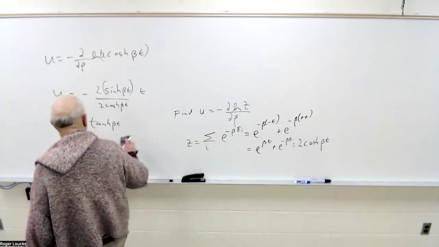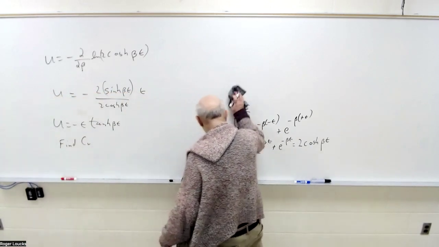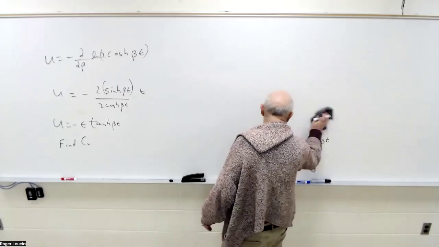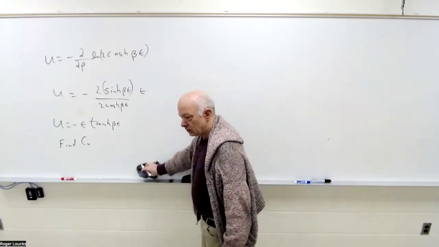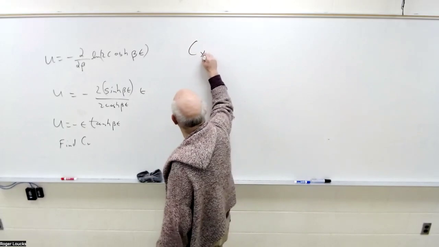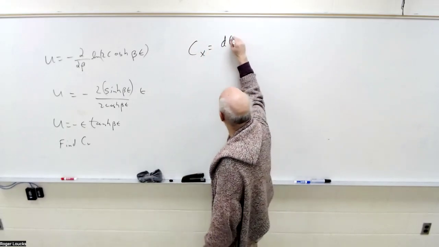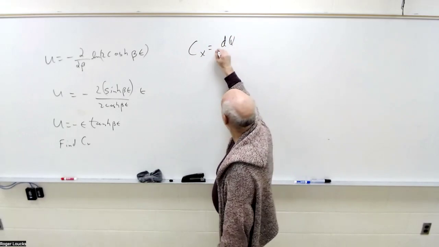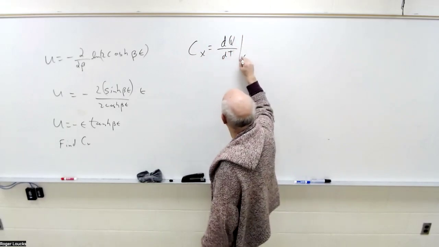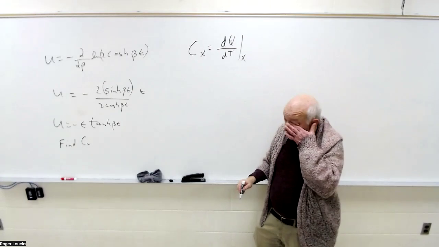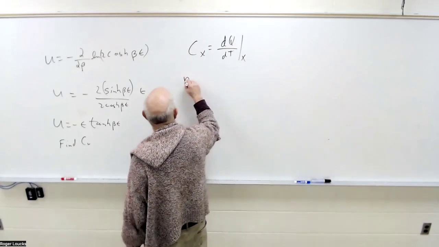C_V. So let's do a little review of this. So any heat capacity is defined to be what? Any heat capacity at constant x is the change in heat, dQ, over the change in temperature, with some constant x. Now there's going to be something called a molar heat capacity.